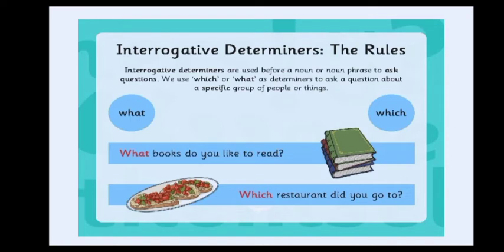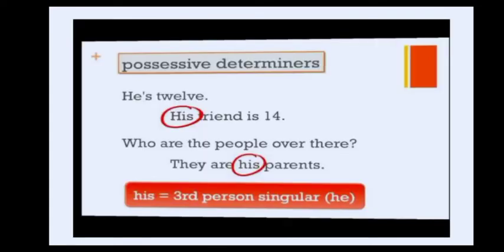There is a specific group of people or a specific group of things on which we are asking questions. Suppose, which restaurant did you go to? That means he's asking which restaurant did you visit, or what books do you like to read. So there is always a question being put up by the speaker to the one who is listening. Such a statement that raises the question is your interrogative determiner.